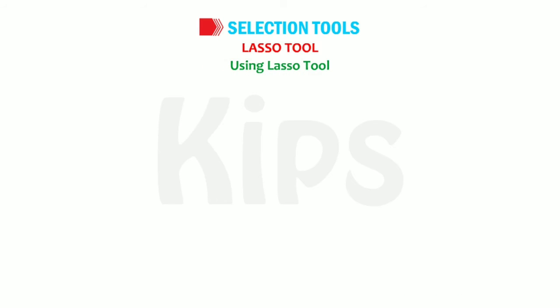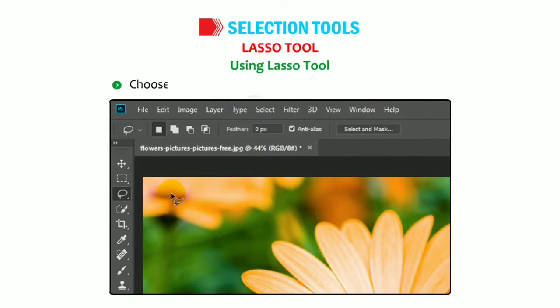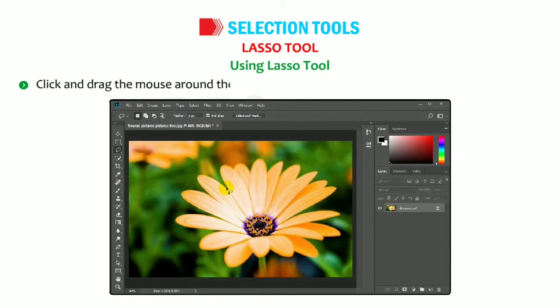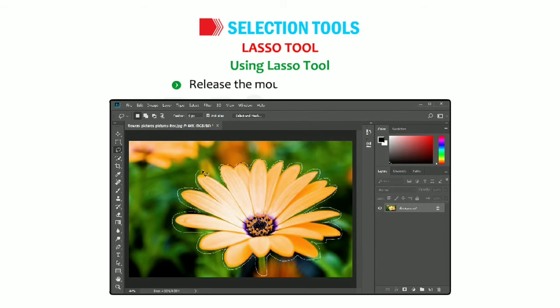Using lasso tool. Let us first do one by one. Select the lasso tool. Choose one of the selection options from the options bar. Click and drag the mouse around the part of the image to be selected and mark the selection. See, it looks so beautiful. This is how you will do the selection, because from here we will cut. Release the mouse at the end point. You will notice the selection as shown in the figure.